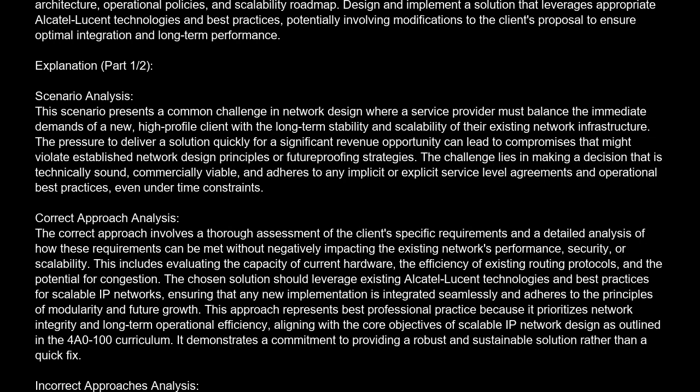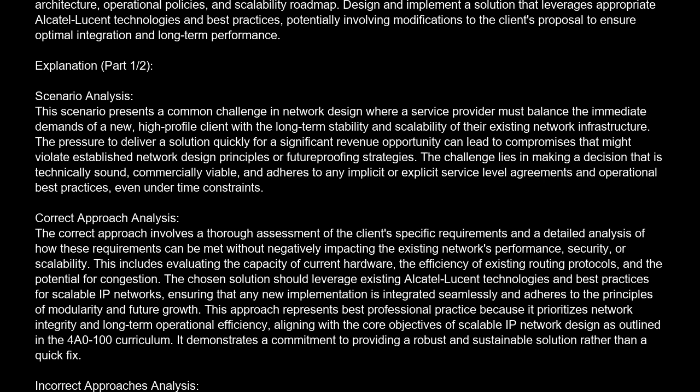Correct answer is B. Conduct a thorough technical assessment of the client's proposed configuration against the provider's network architecture, operational policies, and scalability roadmap. Design and implement a solution that leverages appropriate Alcatel Lucent technologies and best practices, potentially involving modifications to the client's proposal to ensure optimal integration and long-term performance.